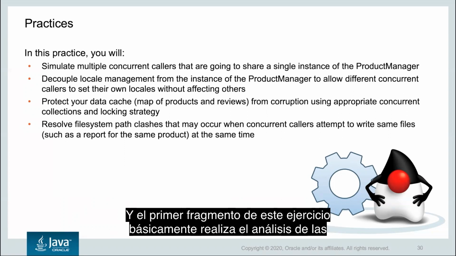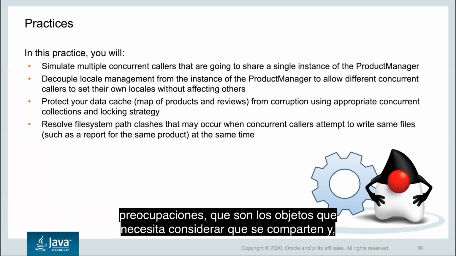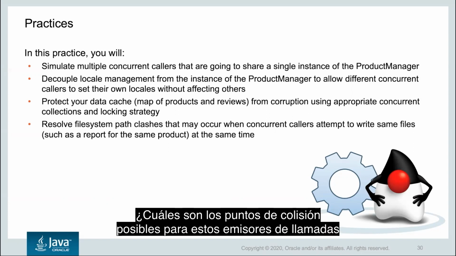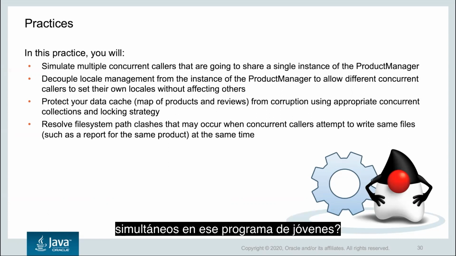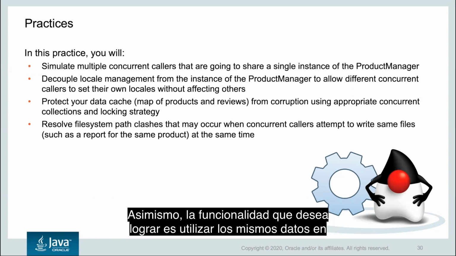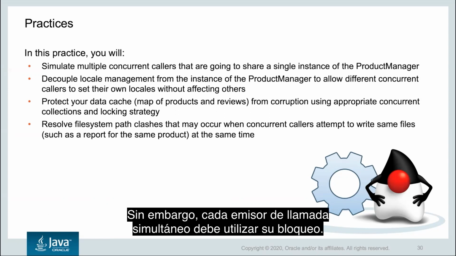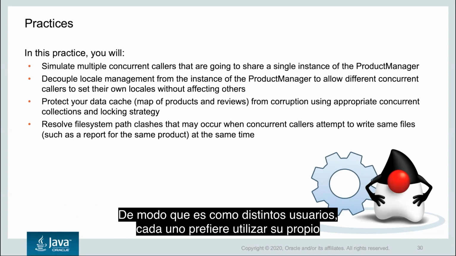And the first chunk of this exercise basically performs the analysis of what the concerns are, which objects you need to consider are shared and therefore require extra attention. What are the possible collision points for these concurrent callers within that program of yours? Functionality-wise, what you want to achieve is to use the same data in that map of products that you have in memory, products and reviews, yeah? But every concurrent caller should use its own locale.